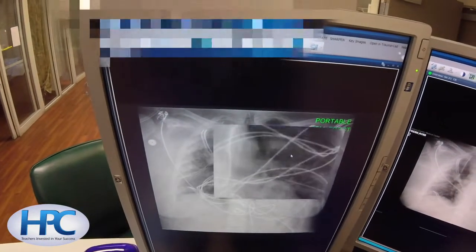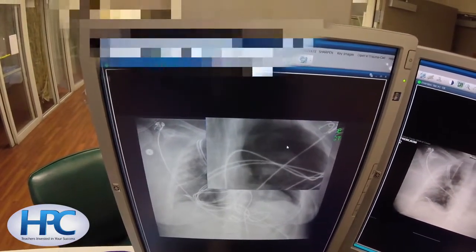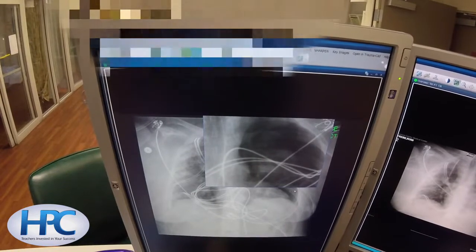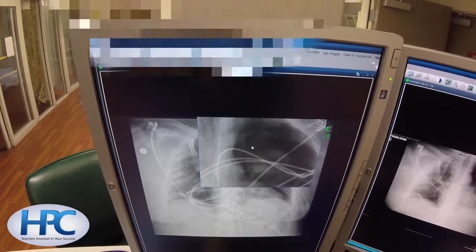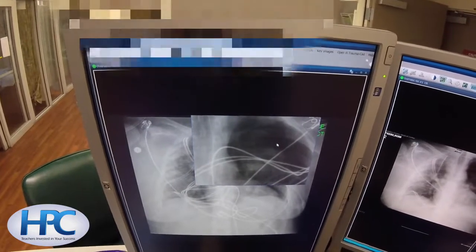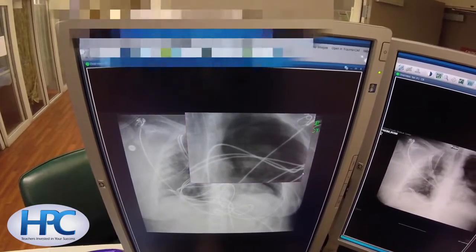Here we're seeing a chest x-ray showing about a 20% pneumothorax on the left side. This is a close-up view that now demonstrates the pleural line as is shown there.